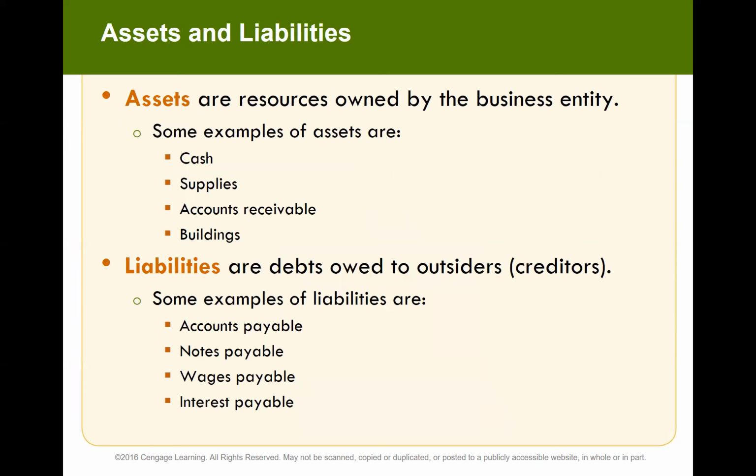Now, here are some examples of what those are. Assets are resources owned by a business entity, so your assets are what you own. Some examples of assets are your cash, your supplies, your accounts receivable, buildings, equipment, and inventory. Now, liabilities are debts owed to outsiders, such as creditors. You have your accounts payable, which is money you owe to other businesses. Notes payable, which might be bank loans that you owe back to a bank. Wages payable, which are the salaries that you owe to your employees and your staff. Interest payable, maybe any interest you owe on your notes payable.